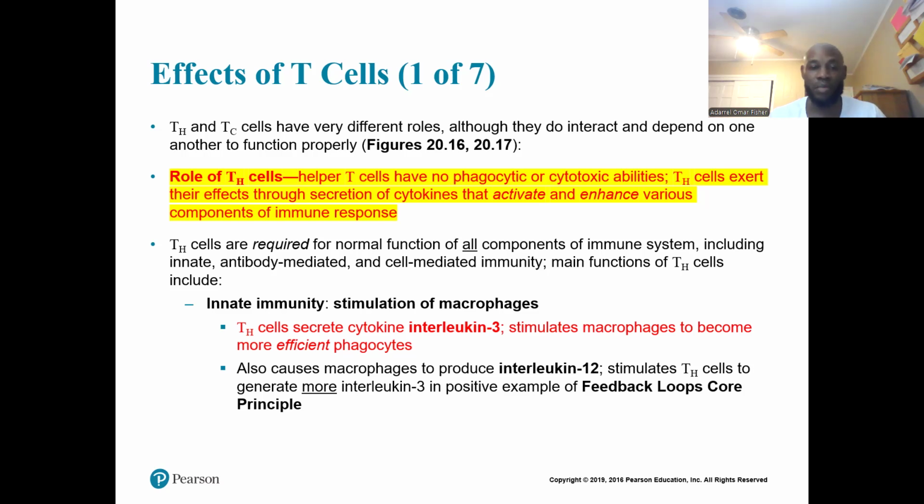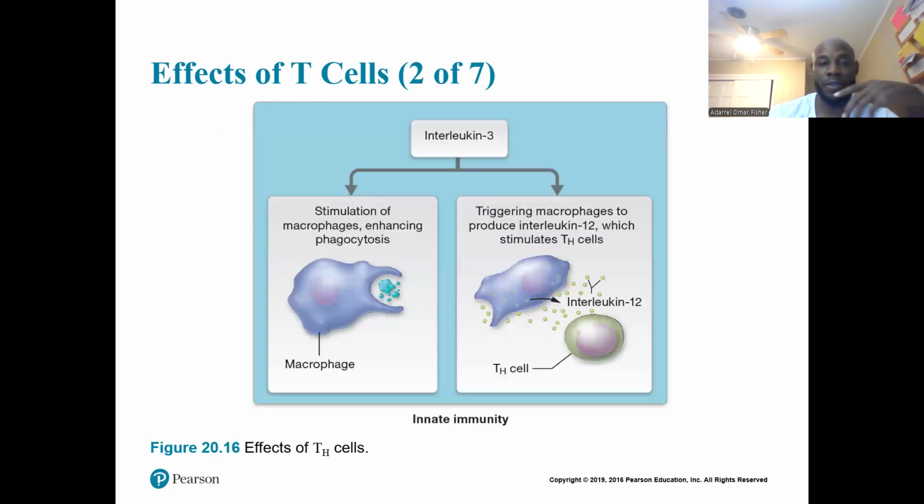Right? So helper T cells secrete the cytokine interleukin-3. Remember that stimulates macrophages to become more efficient in phagocytosis. It also causes macrophages to produce interleukin-12, which stimulates helper T cells to generate more interleukin-3, a positive feedback. Right, so they sort of stimulate each other.